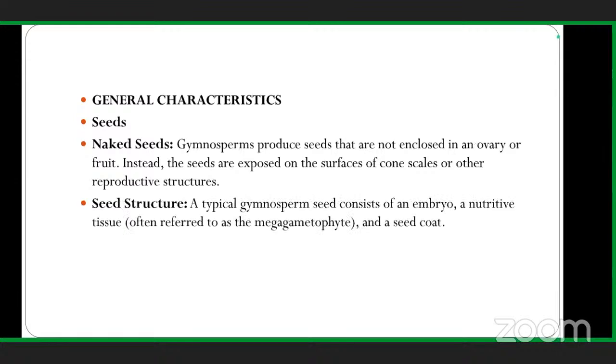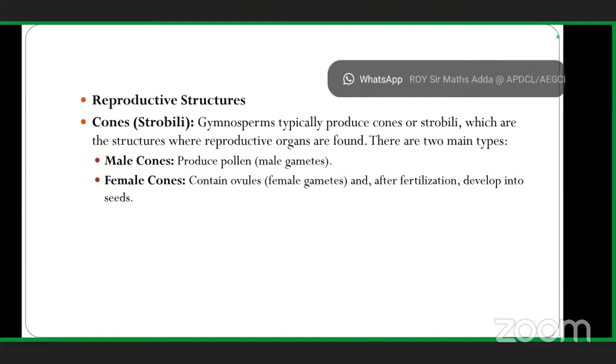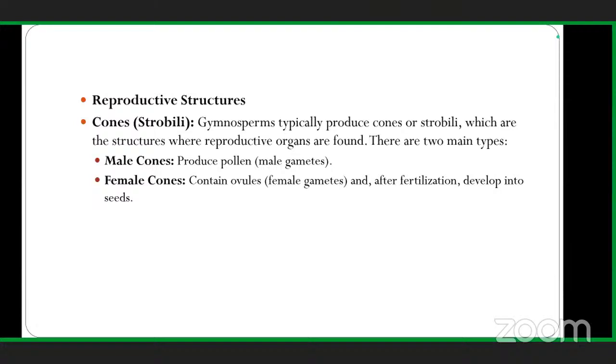So the general characteristics are: number one, they have naked seeds. Number two, the seed structure, which consists of an embryo, a nutritive tissue, often referred to as megagametophyte, and a seed coat. Next is the reproductive structure. Basically, the male or female reproductive structures are borne in the cones, or you can also refer to them as strobili. So there are two kinds of strobili or cones: number one, male cone, and number two, female cone. Male cones produce male gametes and female cones produce female gametes, which is ovules. And in male cones, it is pollen.